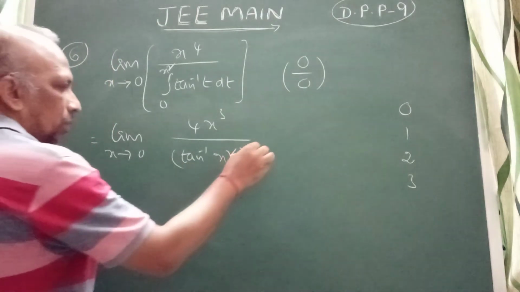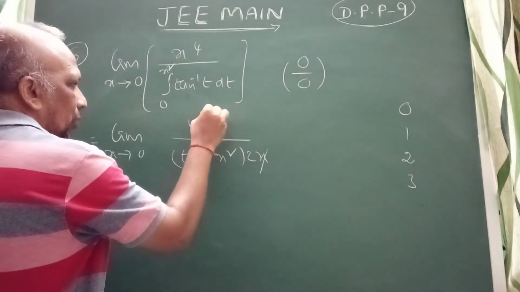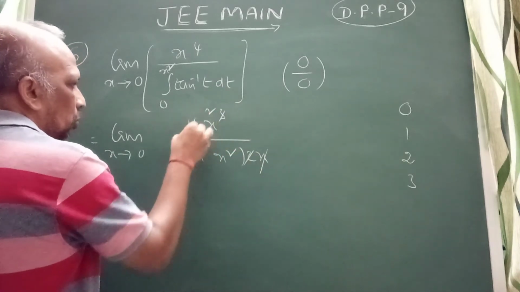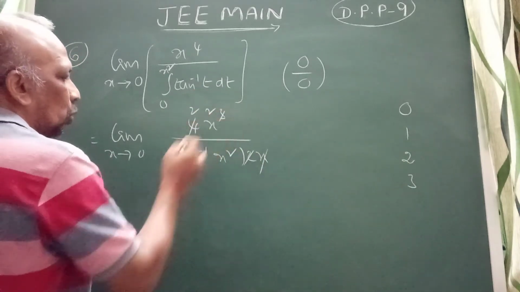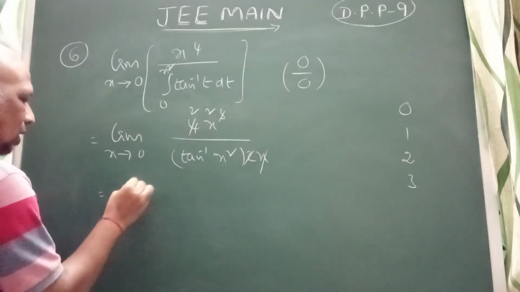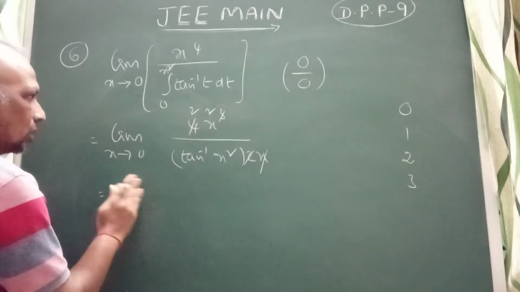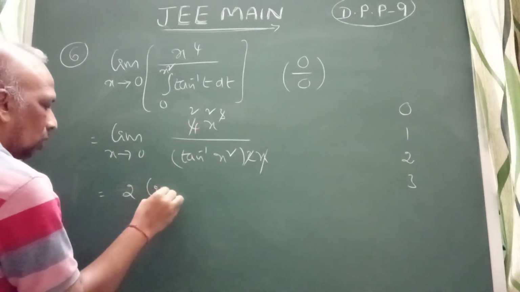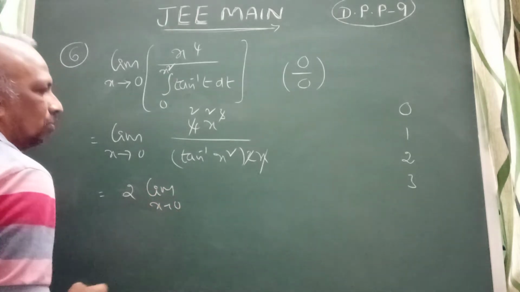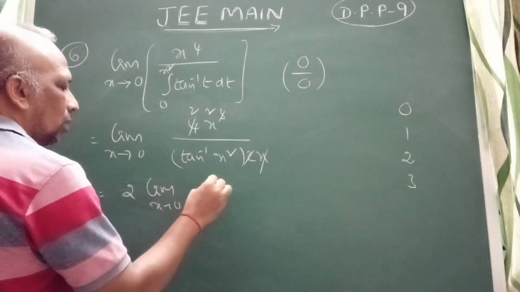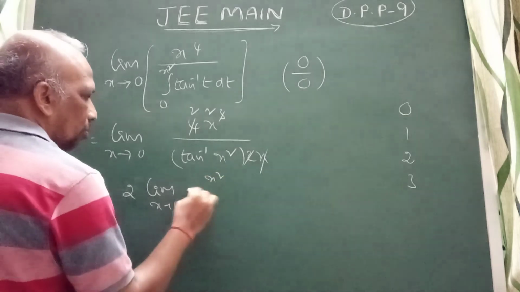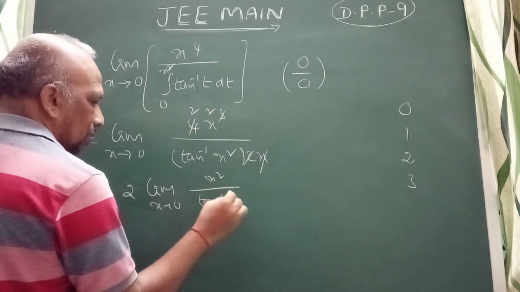Now you can see here, this will be x square and here this is 2. We will get this one 2x square. So I can write this one 2, I can take it outside. This 2 into limit x extends to 0. I can write this problem. You will get x square by tan inverse of x square.